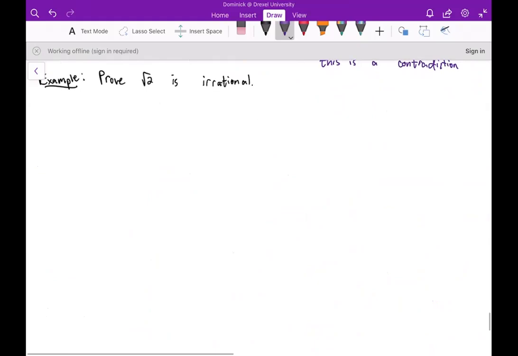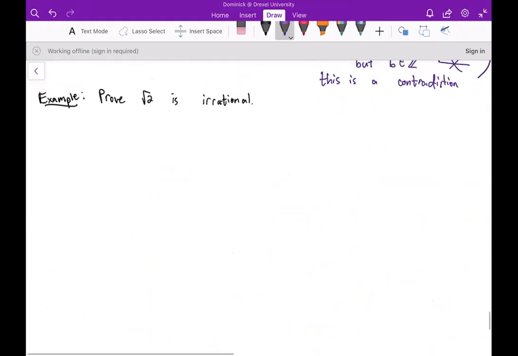Now, one of the most famous proofs by contradiction is the proof that the square root of 2 is irrational. All right, so we're going to assume the opposite. We're going to assume that the square root of 2 is rational. Right, so we're going to assume that the square root of 2 is equal to p over q. And we're also going to say that p over q is fully reduced.